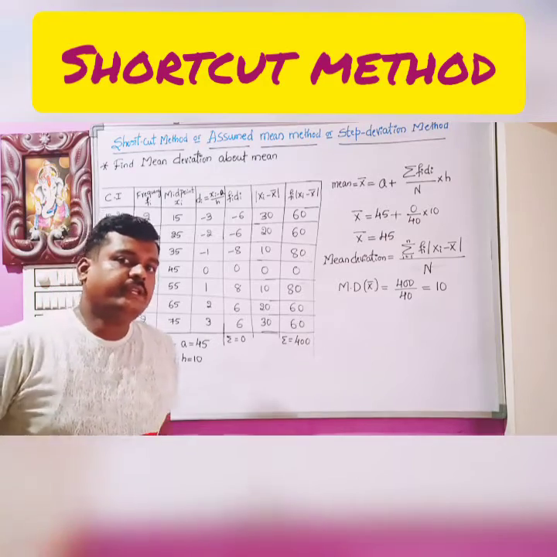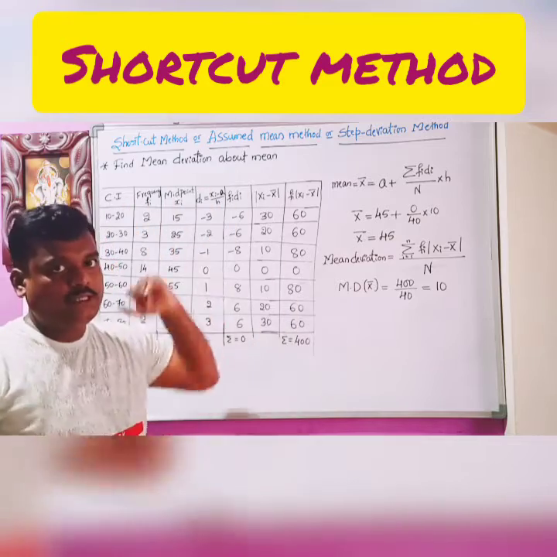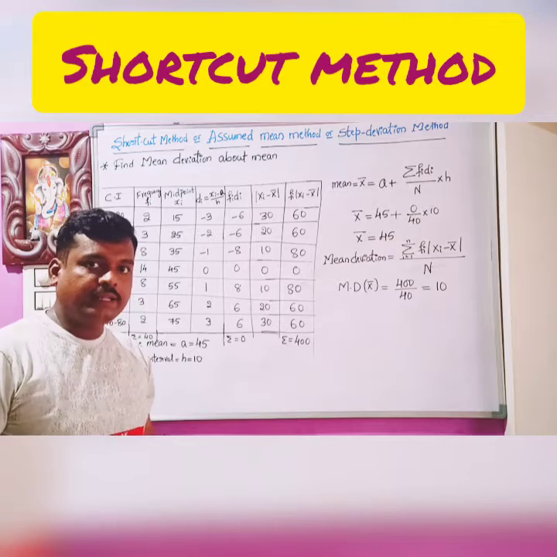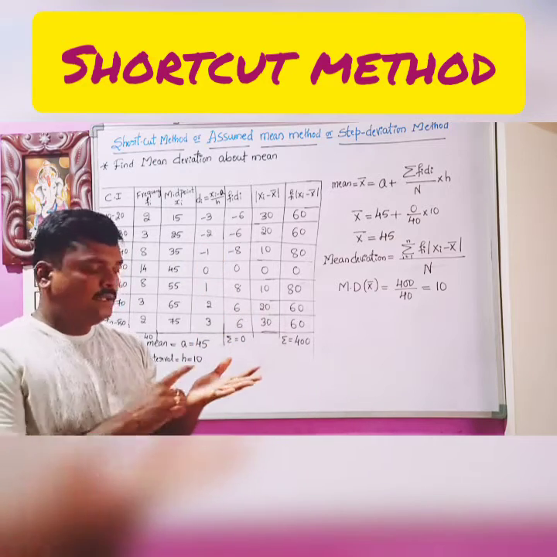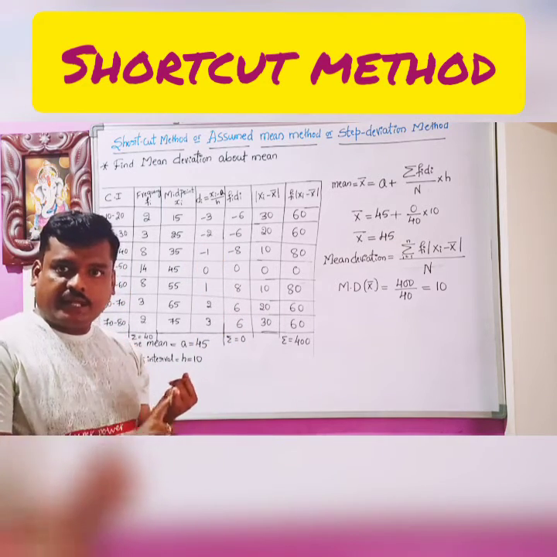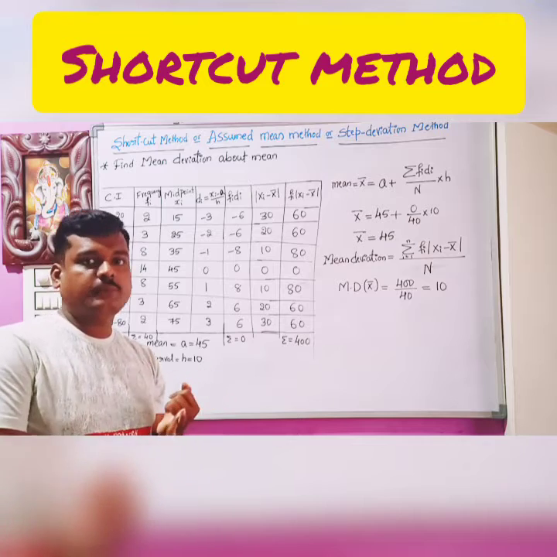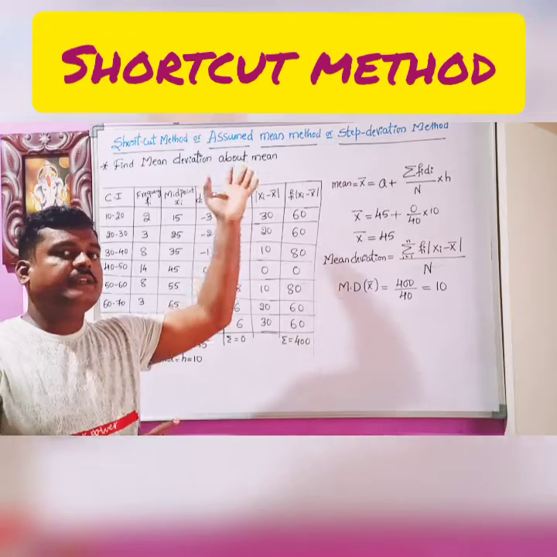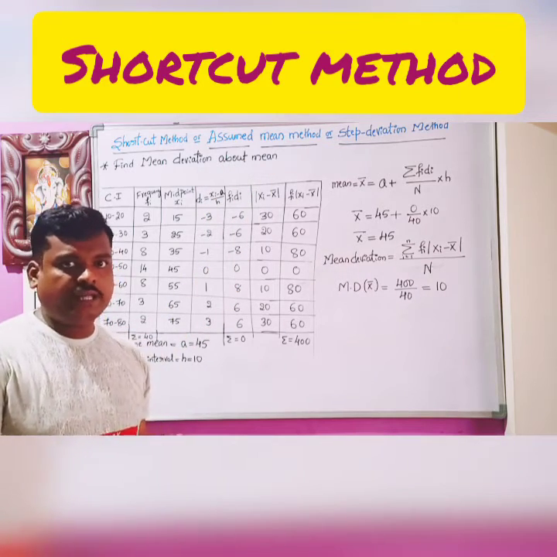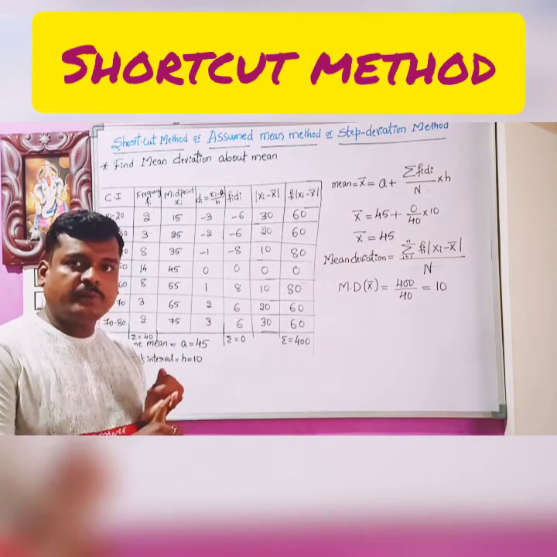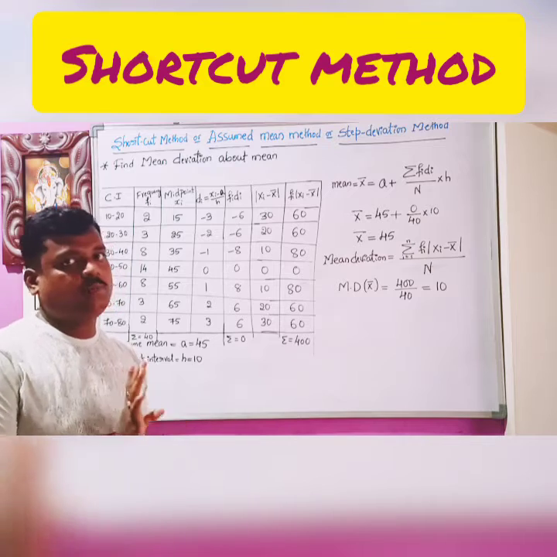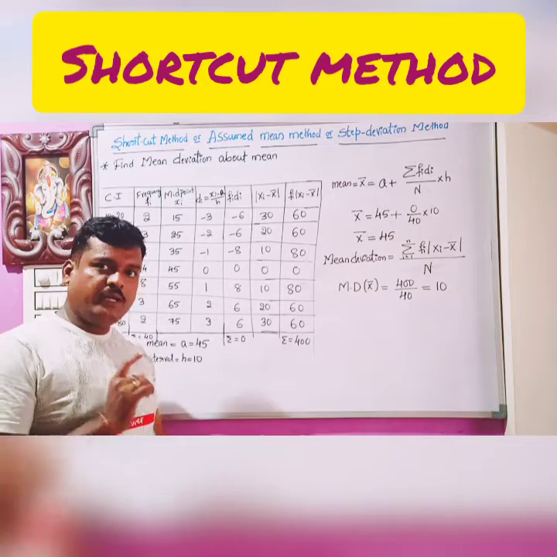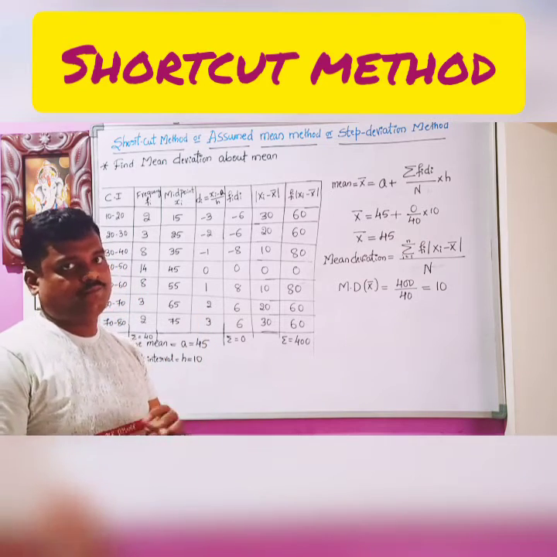Now we discuss the mean deviation about the mean by a method. It is called the shortcut method, assumed mean method, or step deviation method. The same method has three different names. This method is used to find the mean deviation about the mean.